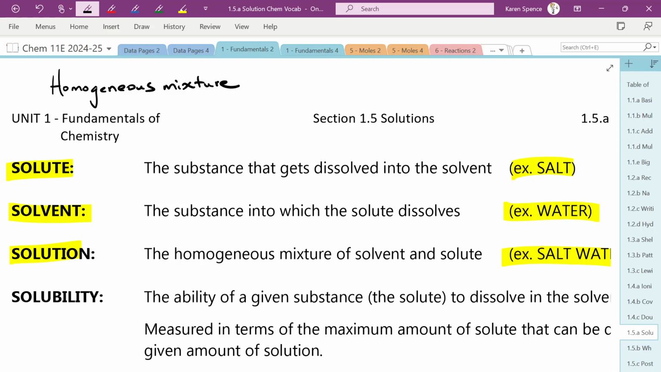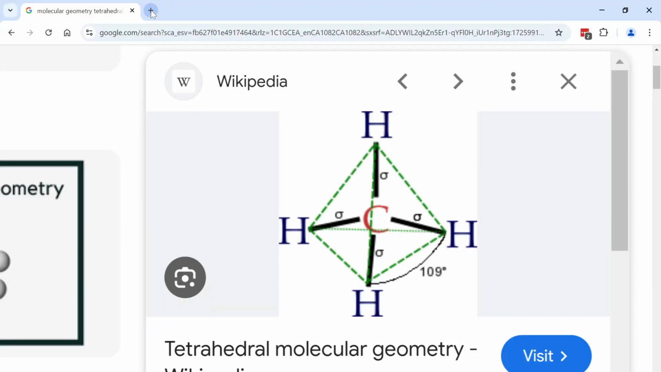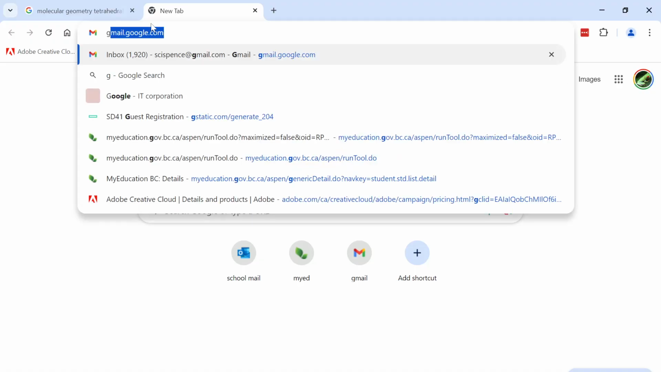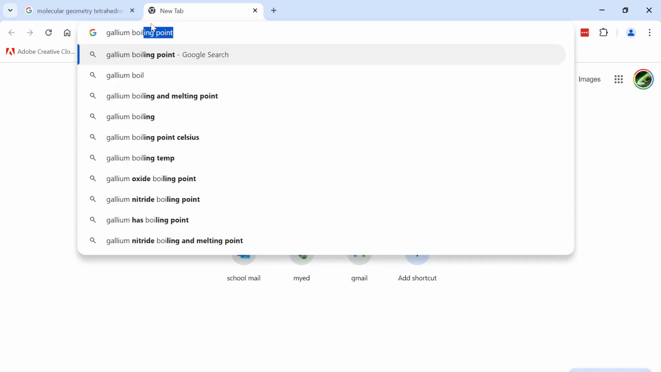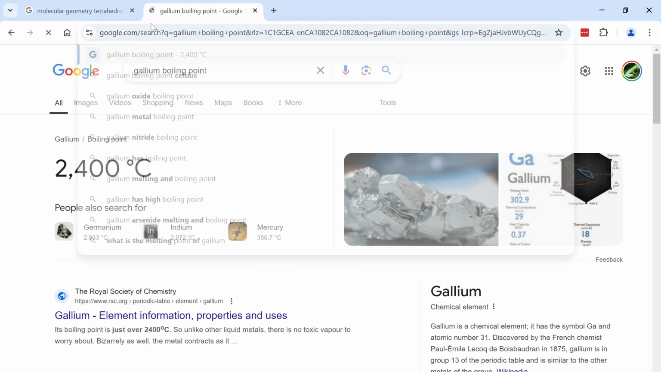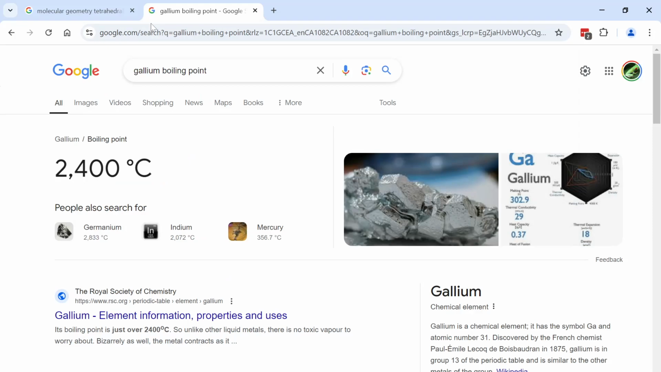Do metals have a gaseous state? In theory, yes. But you would have to get it super hot, and I don't know how hot. Let's see. Let's try something like mercury, because mercury is a liquid at room temperature, right? Or gallium, actually. Let's try gallium, because it's really close to being a liquid. Gallium, boiling point. 2,400 degrees Celsius.